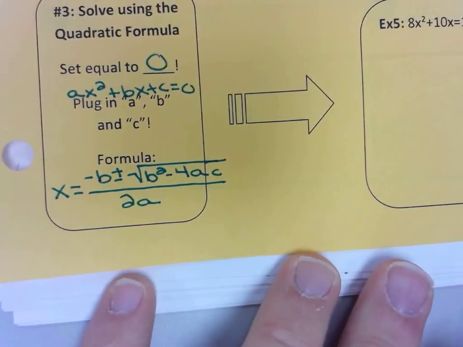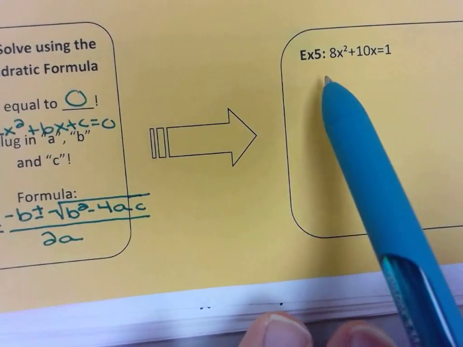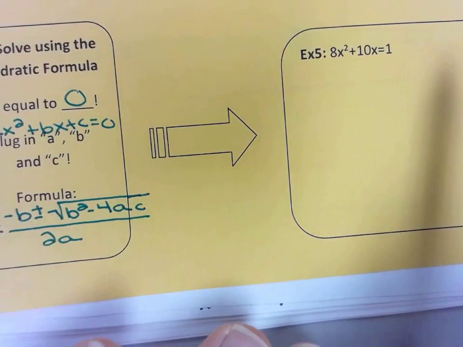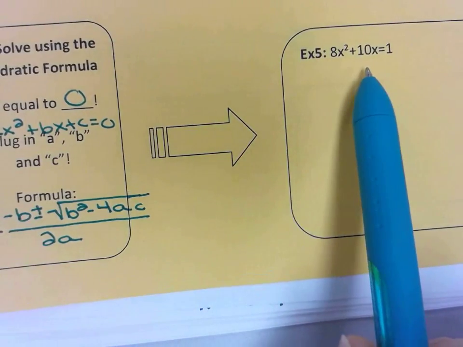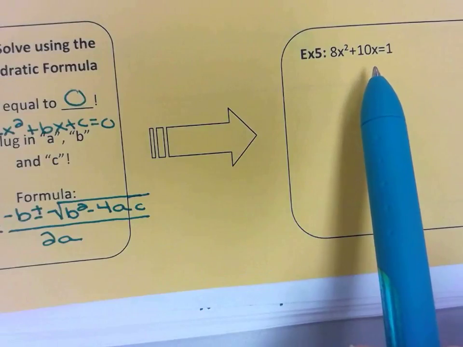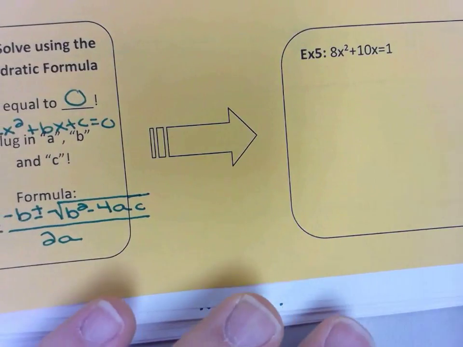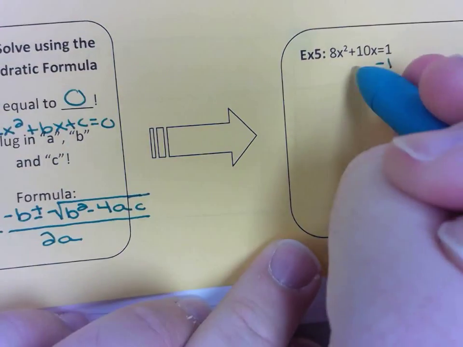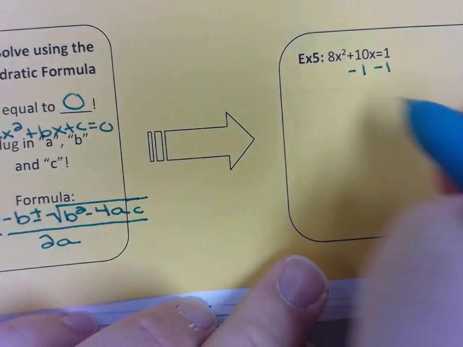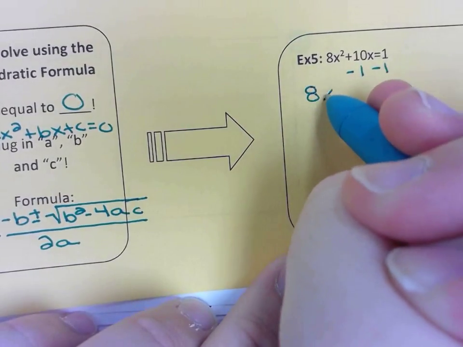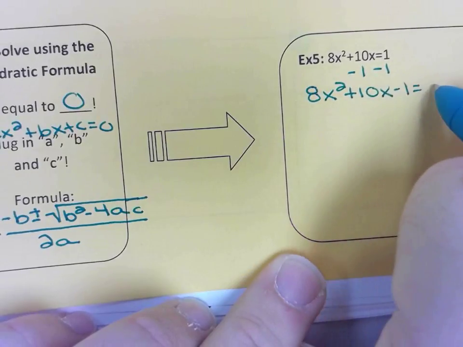Let's look at example 5. What part of example 5 tells me that I cannot do the square root? I always check square root first because that's by far the easiest. The 10x. There's a single x. I cannot do the square root. So I'm going to move on to try to factor it. Step number 2. Whether I factor or do quadratic, I need to get it equal to 0. So I'm going to subtract 1 from the right side. Make sure it's in standard form: 8x squared plus 10x minus 1 equals 0.